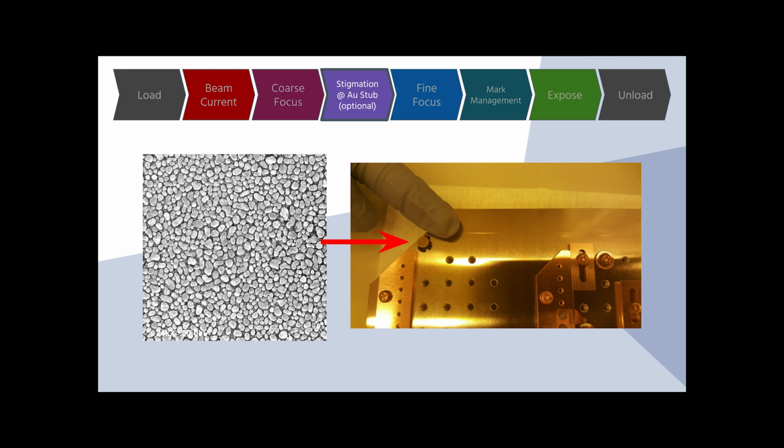On the left, we can see an SEM image of what the gold nanoparticles on the stub look like. On the right, we have the image palette from earlier. The arrow is pointing at the gold stub.